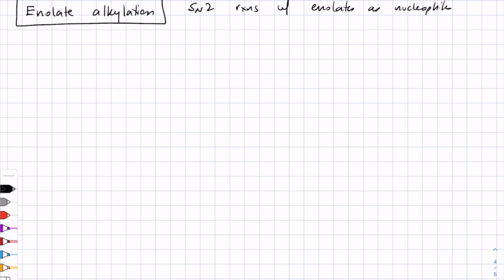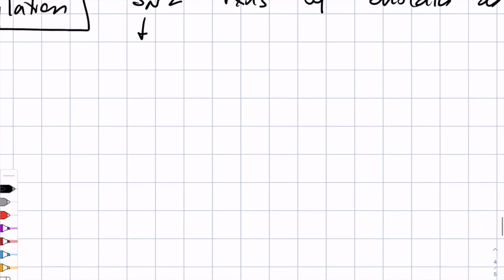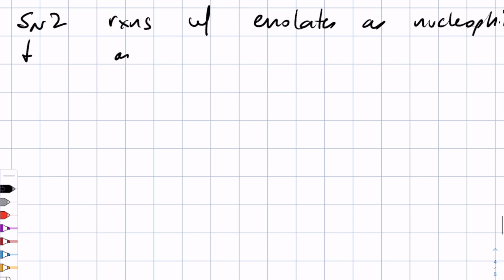Your concerns here should be related to concerns you've had before for SN2 reactions. That is, you're going to be worried about the substitution of the alkyl halide, using enolates as nucleophiles and alkyl halides as electrophiles.